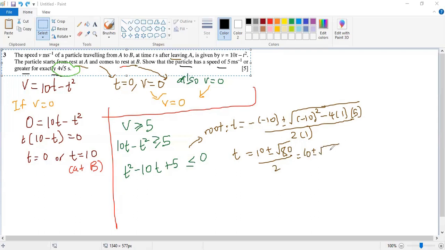So how do we take a factor of 80 that is a perfect square? 16 times 5, right? That means this becomes 10 plus minus the square root of 16, which is 4, root 5, whole thing over 2. Slowly that number can take shape. So t equals 10 over 2, which is 5, plus minus 4 root 5. Then you just put it in the calculator, check the 5 minus 4 root 5 part, it becomes negative. So we reject that root.